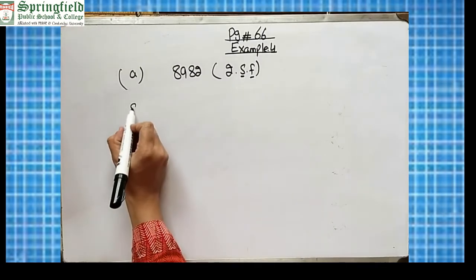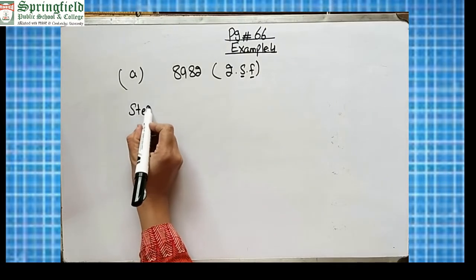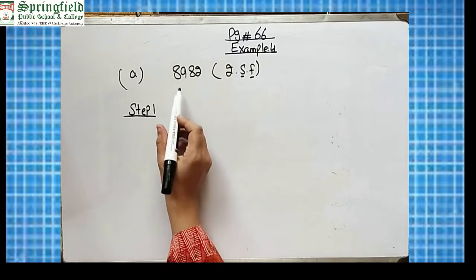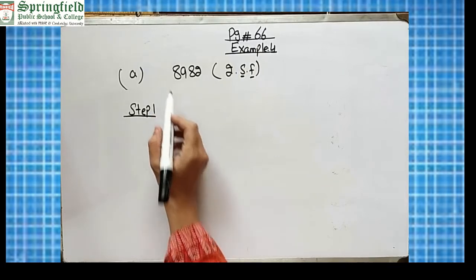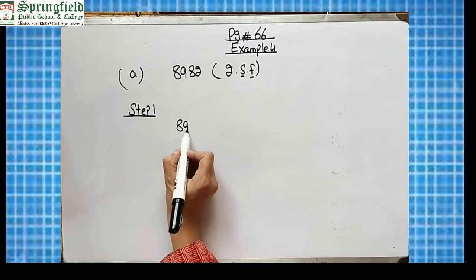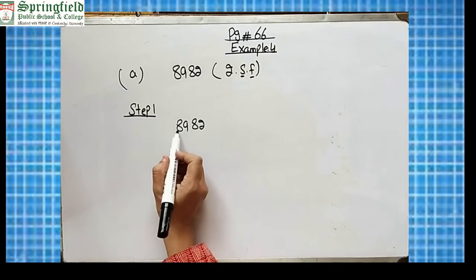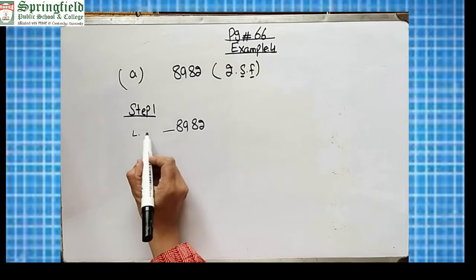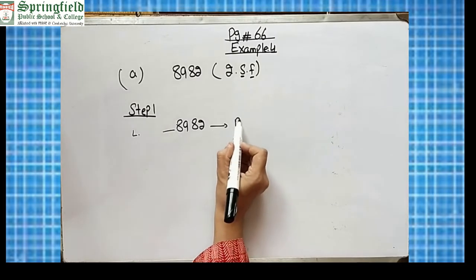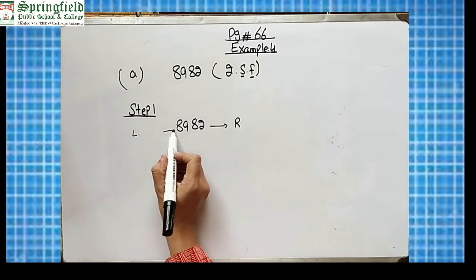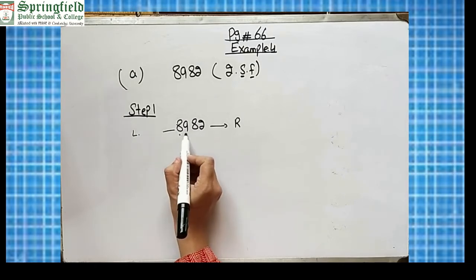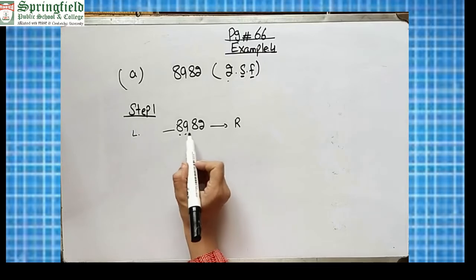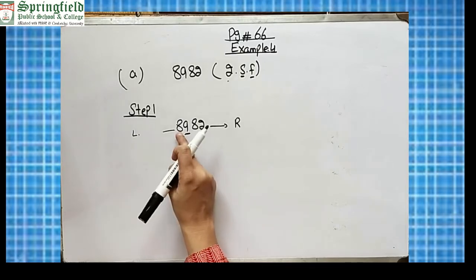There are 3 steps. Step 1: you will count from the left side. So 8982. We will start counting from the left side. This side is called the left side and this side is called the right side. So 1 and 2. They are saying 2 significant figures. It means 1, 2. So underline the second digit.